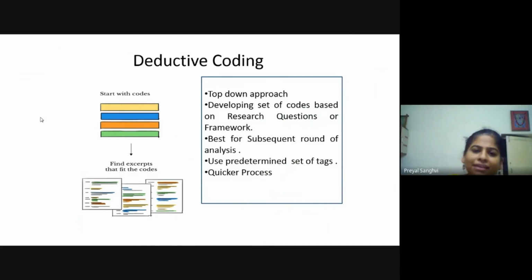So in that case, when the researcher reviews for the second time, the researcher will adopt the deductive coding methodology, because the researcher is aware of the data.